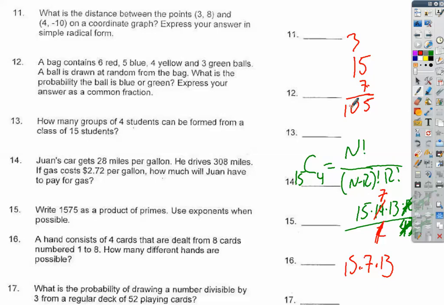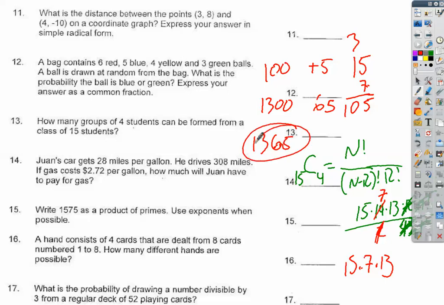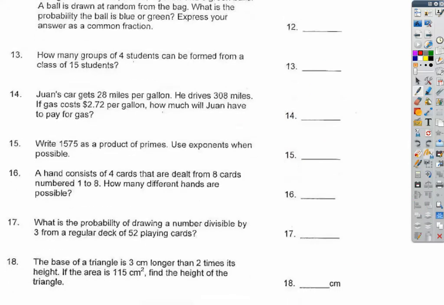So that's 100 plus 5. 13 times 100 is 1300. 5 times 13 is 65. So it's 1365. And there you have it. That's how many different teams you can come up with. Ta-da! All right, 14. Sorry about that long-winded one.